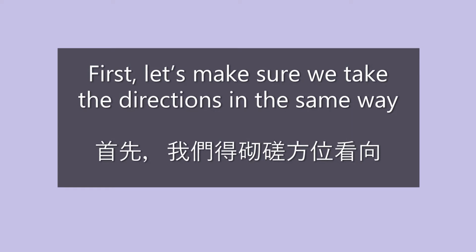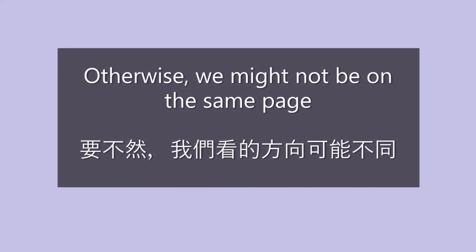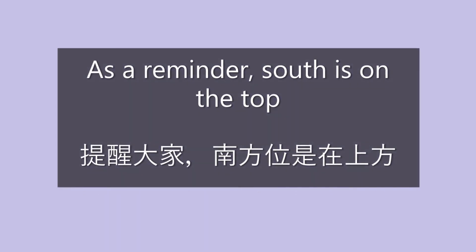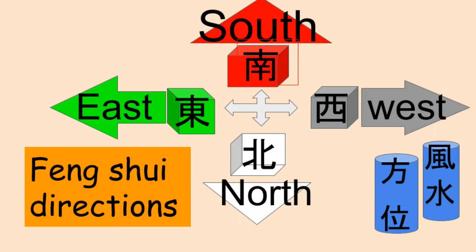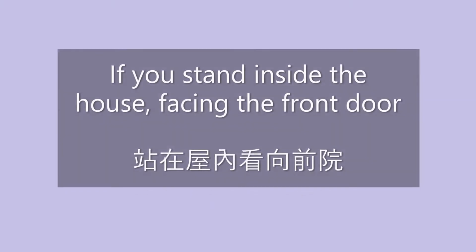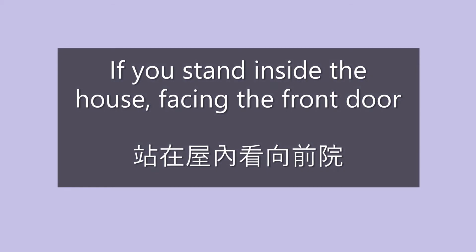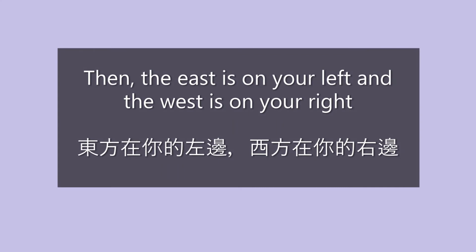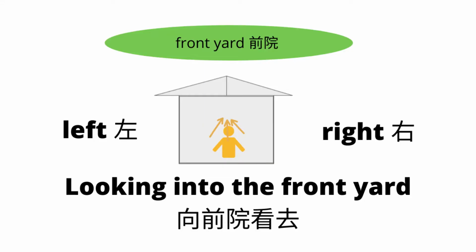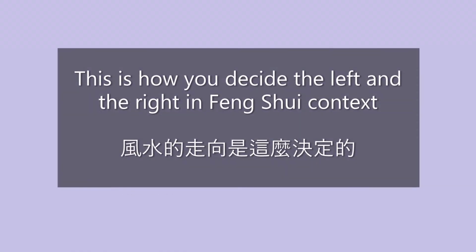First, let's make sure we take the directions in the same way. Otherwise, we might not be on the same page. As a reminder, south is on the top, just like this. Follow this diagram. Suppose your house is facing the south. If you stand inside the house facing the front door, then the east is on your left and the west is on your right, just like this. This is how you decide the left and the right in Feng Shui context.